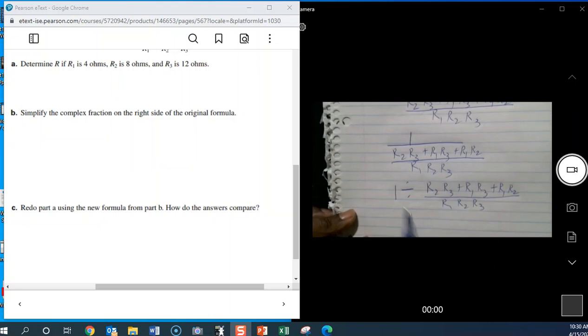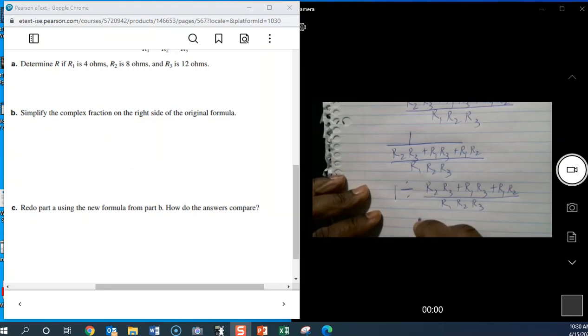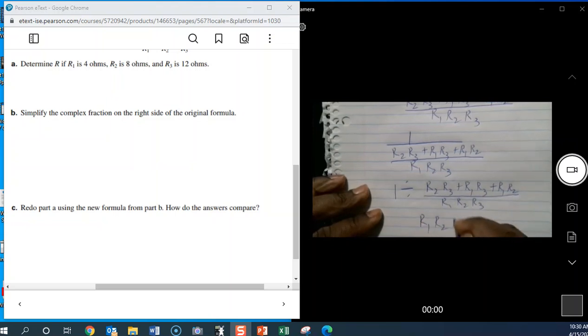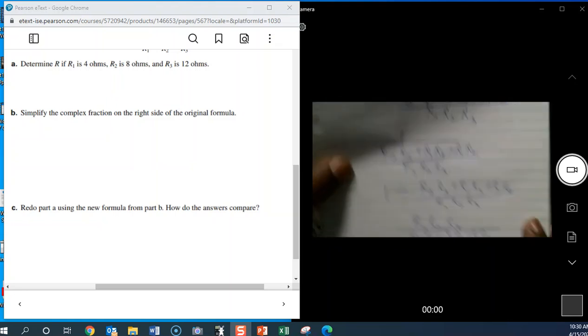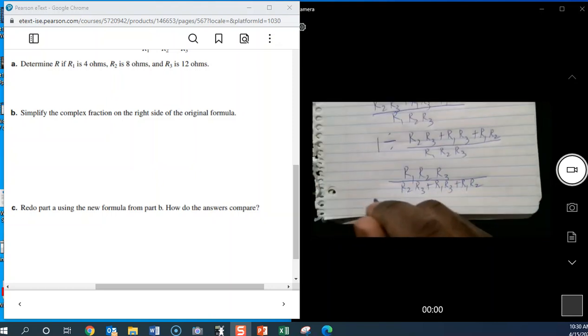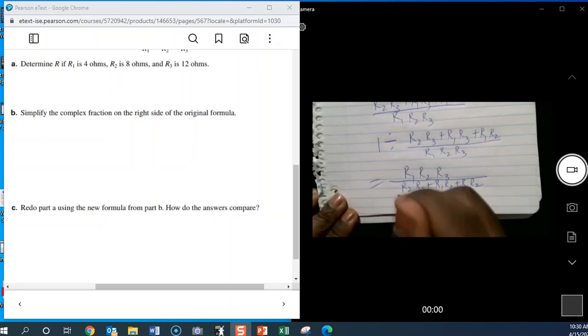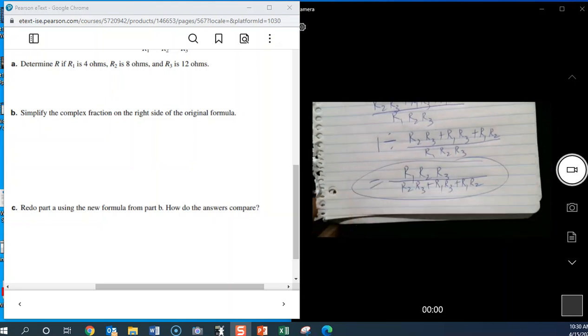Okay, now, we know when we have 1 divided by anything here, we would just take its reciprocal. So it'll be R1, R2, R3, all over R2, R3, plus R1, R3, plus R1, R2. And this right here is actually your final answer. It's a little lengthy, but that is the final answer.